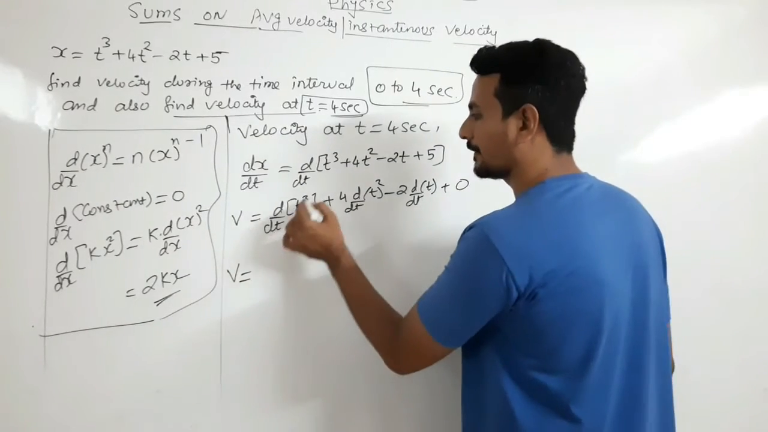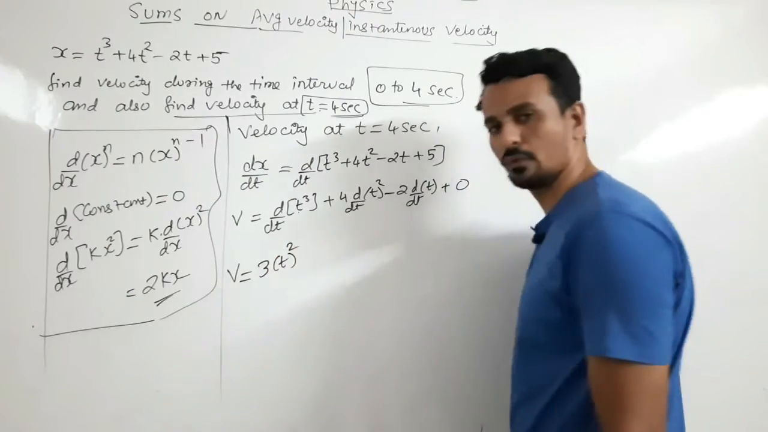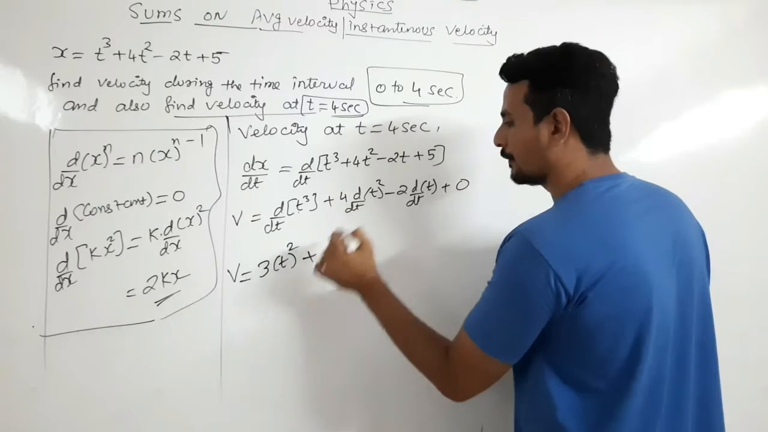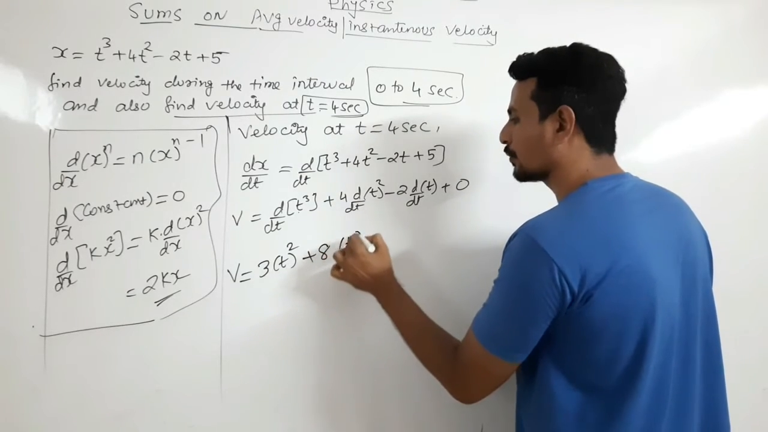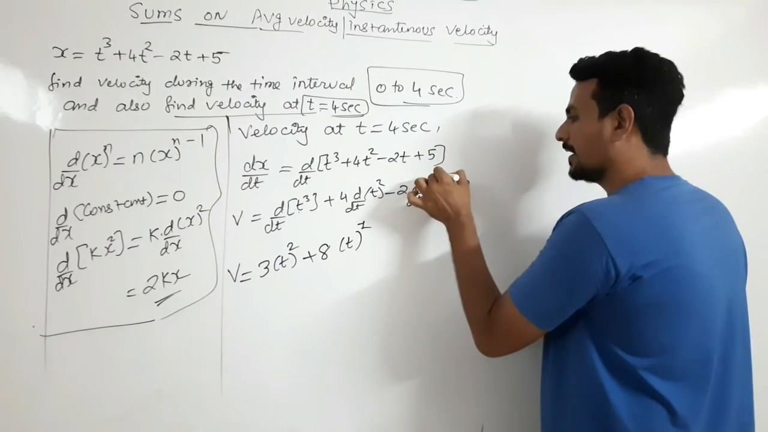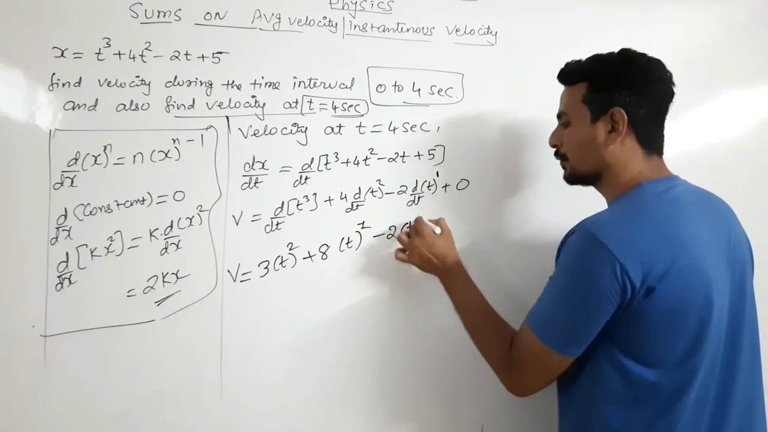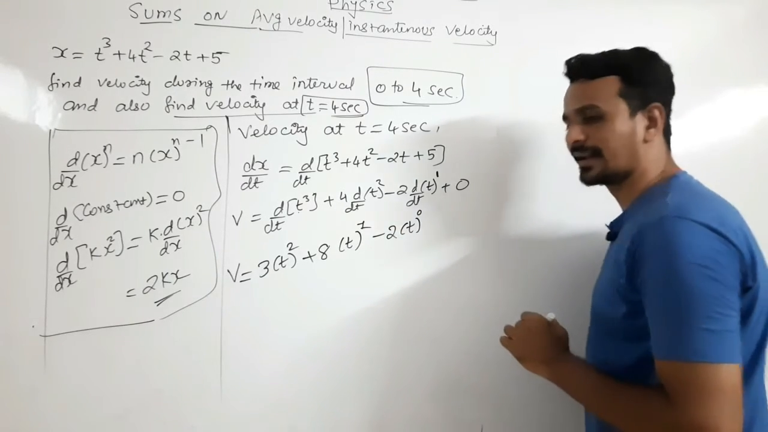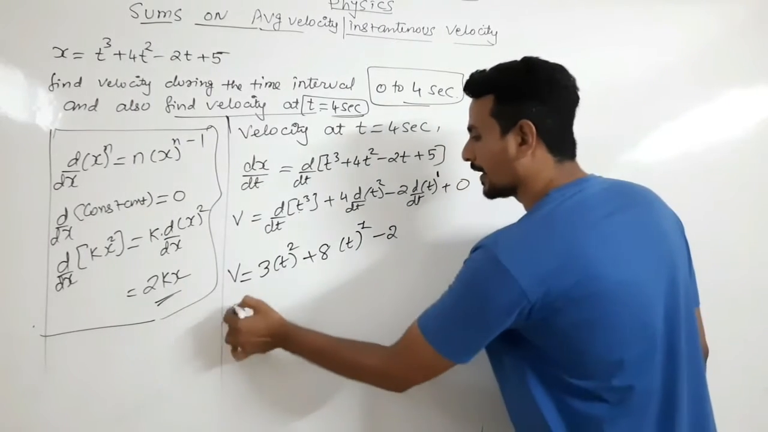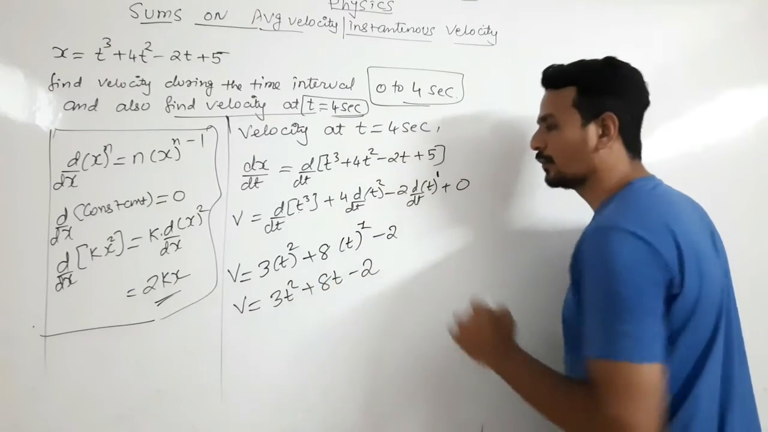So compare your formula with this basic formula. It is d by dt of t raised to 3. So it is 3t raised to 3 minus 1, so that is 2. Clear? Plus 2 into 4, 8t raised to 2 minus 1, so that is 1. It is d by dt of t raised to 1. So 1 will come here and t raised to 1 minus 1, so that is 0. Anything raised to 0 is always 1. Right? So velocity is 3t square plus 8t minus 2.